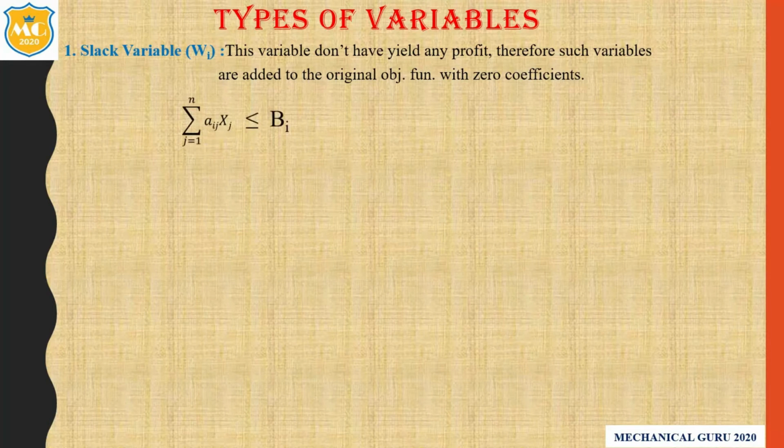It is represented this way: summation of j equal to 1 to n, aij xj less than or equal to bi, where aij is a technological coefficient, xj is a decision variable, and bi is a resource value. In the simplex method, when the constraint sign is less than or equal to, we have to add the slack variable.